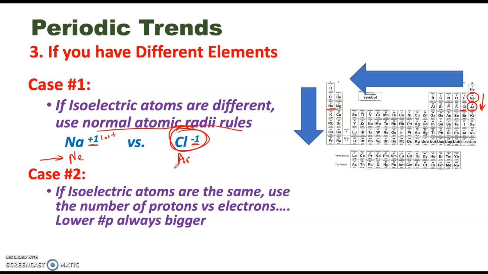Now case number 2: if the isoelectric atoms are the same, use the number of protons versus electrons, and the lower protons is always bigger. So that's a mouthful, so let's do an example here. Chlorine minus 1, we've actually already done this one. It's just like argon. So chlorine minus 1 is just like argon.